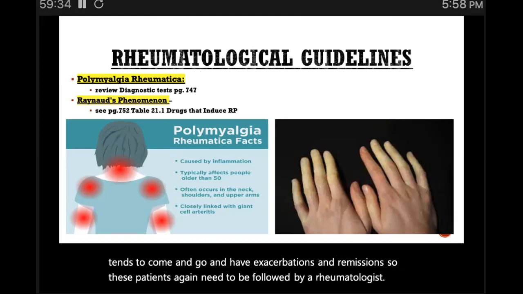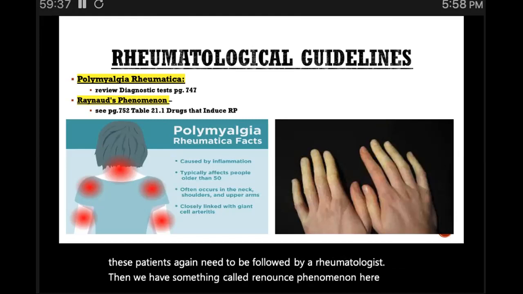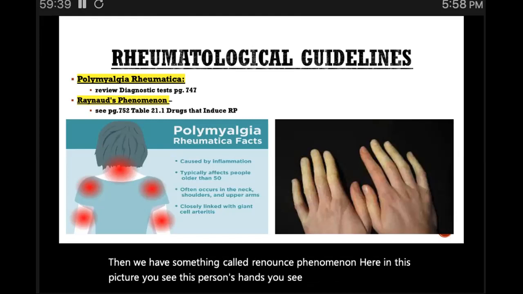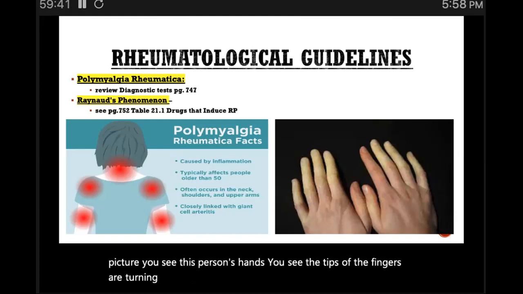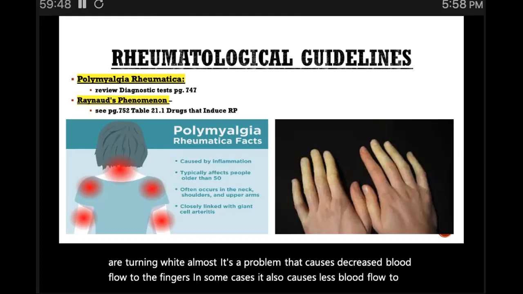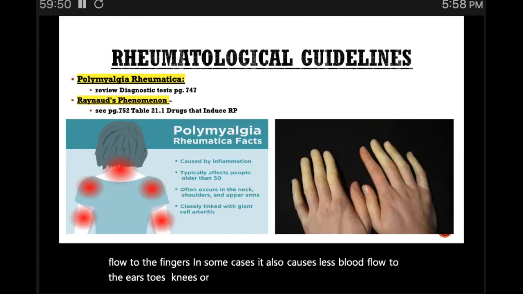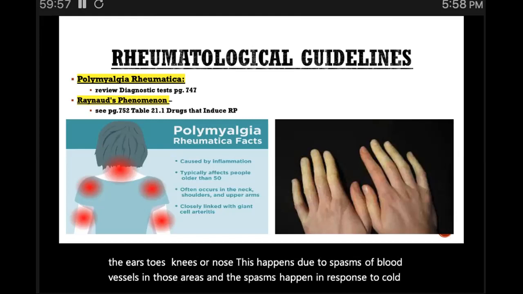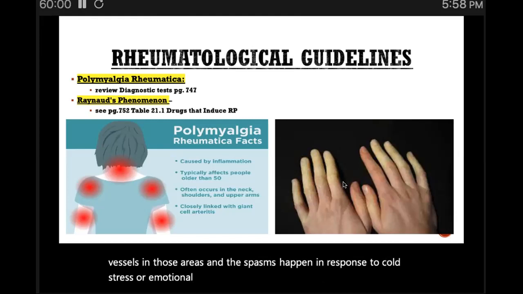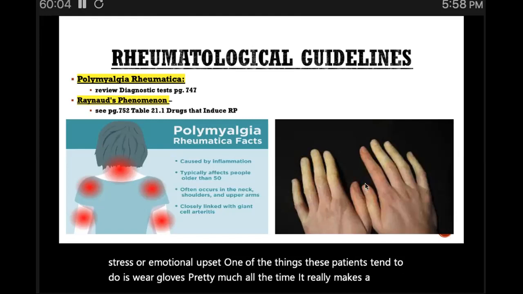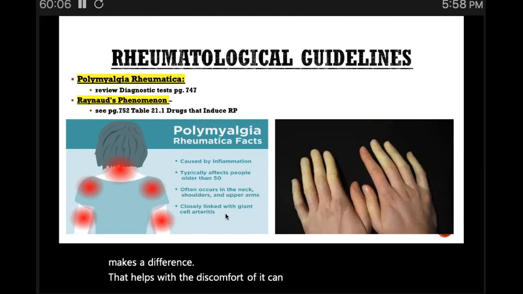Then we have something called Raynaud's phenomenon. Here in this picture, you see this person's hands. You see the tips of the fingers are turning white almost. It's a problem that causes decreased blood flow to the fingers. In some cases, it also causes less blood flow to the ears, toes, nipples, knees, or nose. This happens due to spasms of blood vessels in those areas. And the spasms happen in response to cold, stress, or emotional upset. One of the things these patients tend to do is wear gloves pretty much all the time. It really makes a difference and helps with the discomfort of this. It can be very painful, Raynaud's phenomenon.